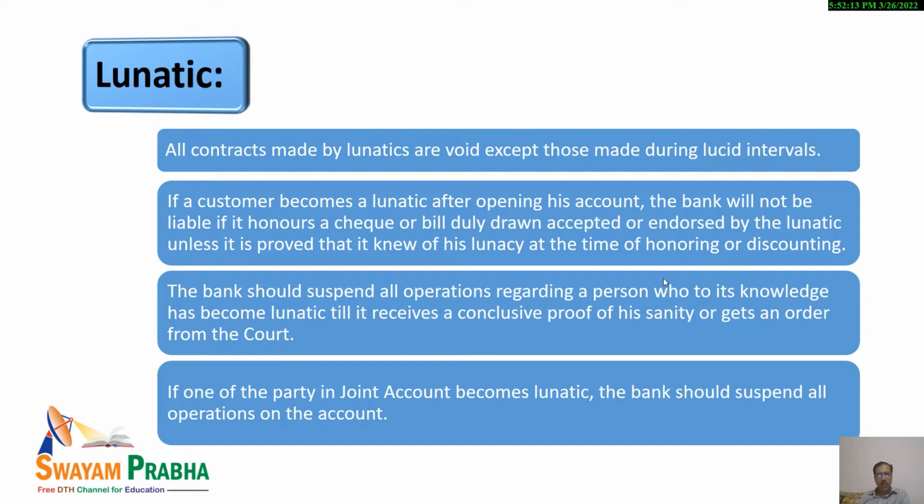And dear students, kindly note that in case of a joint account, if one of the parties in the joint account becomes a lunatic, the bank should suspend all operations on the account. A bank should not think that the other persons are normal, so it should be continued. So let us suppose three persons A, B, C are there, and B becomes a lunatic and A or C are still normal, even in that case, the bank should suspend all the operations regarding that particular joint account. So it should be kept in mind. Extra care should be taken in that.